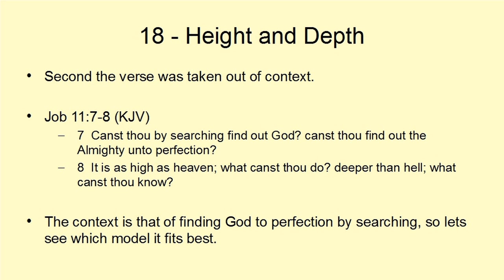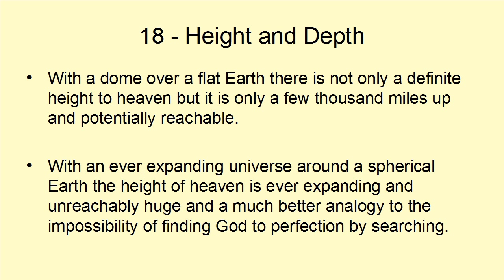So let's see which model it fits best. With a dome over a flat earth, there is not only a definite height to heaven, but it is only a few thousand miles up and potentially reachable. With an ever-expanding universe around a spherical earth, the height of heaven is ever-expanding and unreachably huge, and a much better analogy to the impossibility of finding God to perfection by searching.